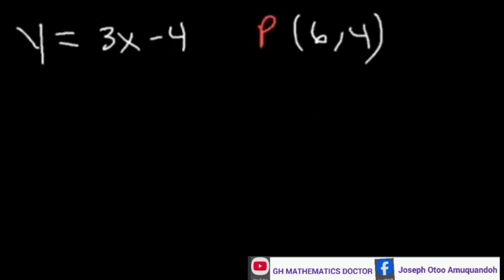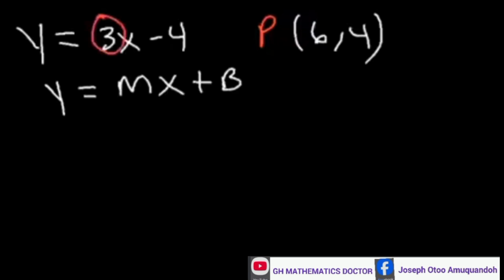Alright, another question. So y equals 3x minus 4. That is the equation, and it is parallel to this given point, which is (6, 4). So we are looking at the equation that is parallel to this given equation. Use the slope equation formula and substitute the gradient by 3, because the gradients are the same when you talk of parallel lines.